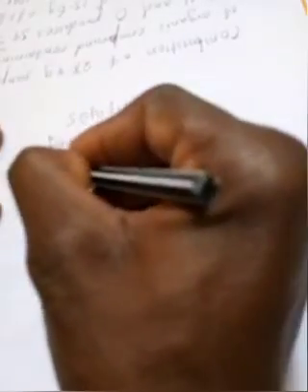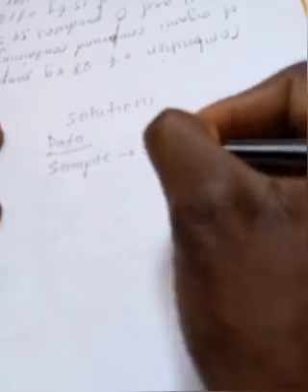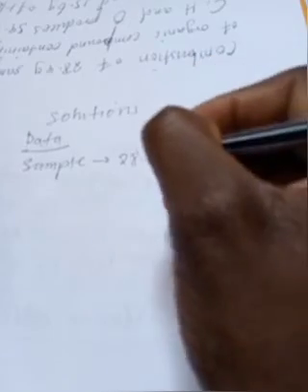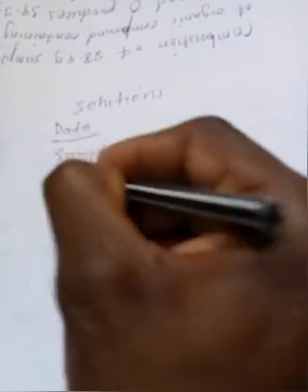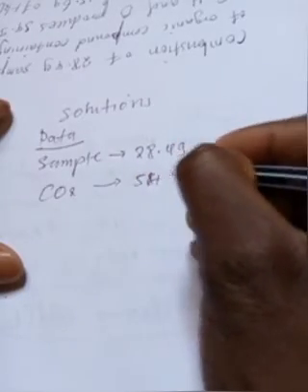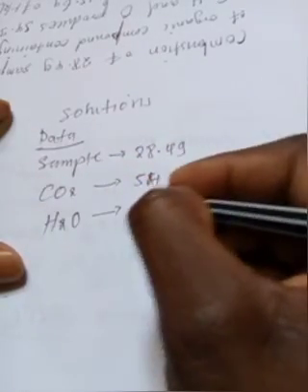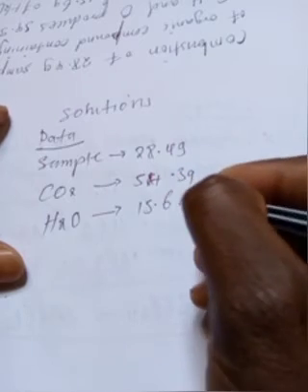So we have data here. My data says I have a sample of 28.4 grams. We have carbon dioxide, which is 54.3 grams. We also have H2O, which is 15.6 grams.